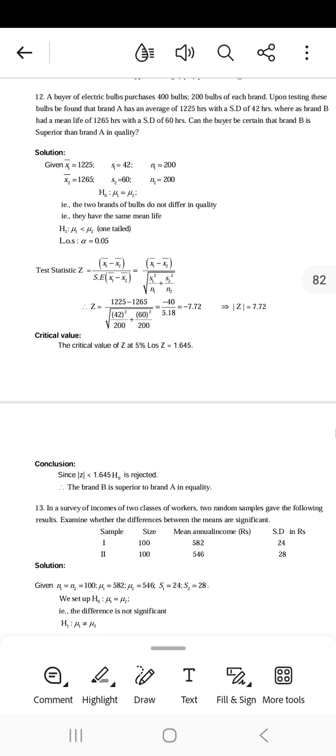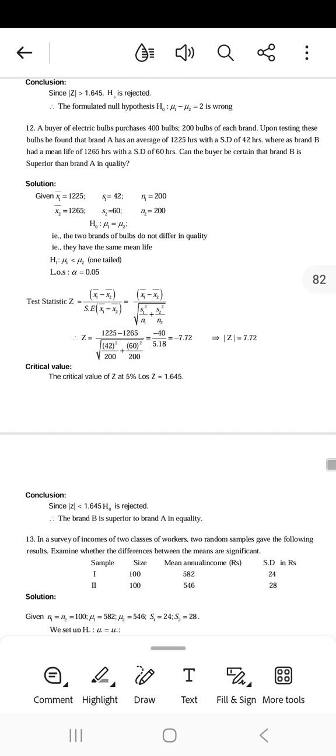Okay, the problem is: a buyer of electric bulbs purchases 400 bulbs, 200 bulbs of each brand. Upon testing, brand A has an average of 1225 hours with a standard deviation of 42 hours, and the mean lifetime of brand B is 1265 hours with a standard deviation of 60 hours.